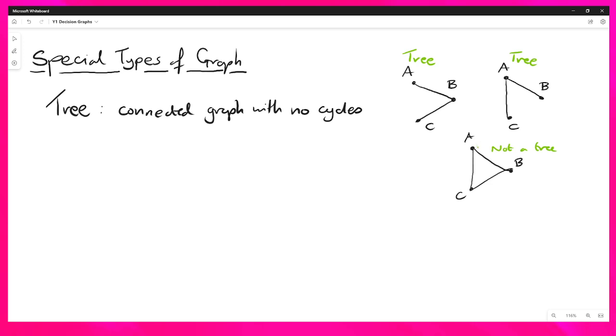Trees are by definition simple because as soon as you have multiple edges, so this for instance, we have a cycle, A to C back to A. So trees must be simple. And as we've seen, they also must be connected.